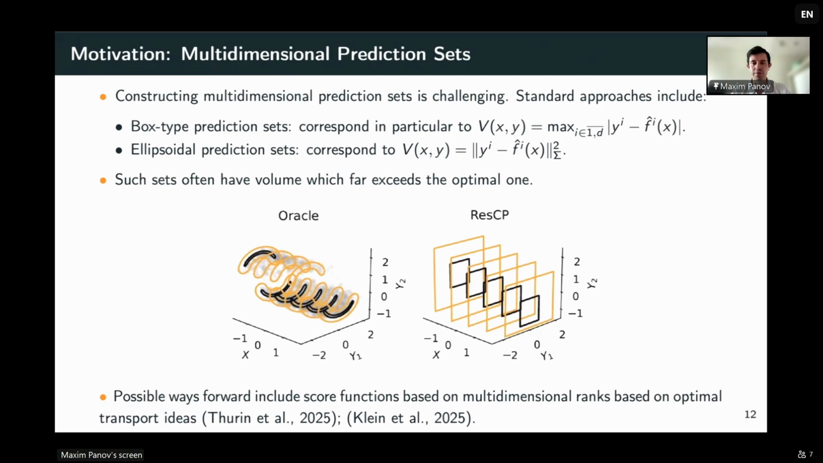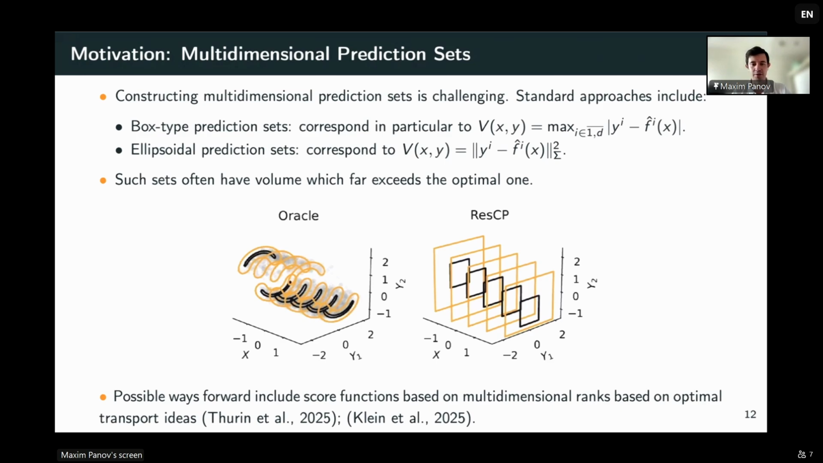Possible ways to move forward, and here we see some connections with the previous lecture by Marc, is the usage of multidimensional ranks based on optimal transport ideas. Just recently, this year, we have already two papers on this topic, by a group of Marco Cuturi and by a group of Claire Boyer. In these papers, they consider various variations of these multi-dimensional ranks based on optimal transport, and it works pretty nicely, and I think it's a good direction to develop further.